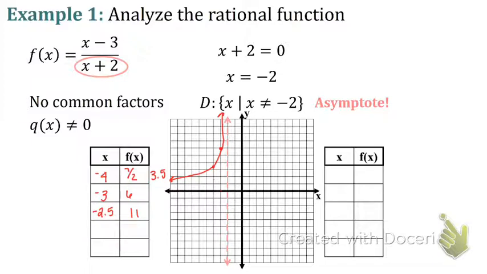Now, we need to do the same thing on the other side. So now we have negative 1.5, negative 1, and 0. Whenever we evaluate these three numbers, we get negative 9, negative 4, and negative 1.5. So we need to plot these. Negative 1.5 is going to go down to negative 9. Negative 1 goes down to negative 4. And 0 goes to negative 1.5.